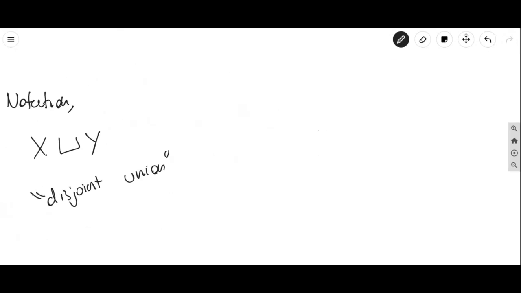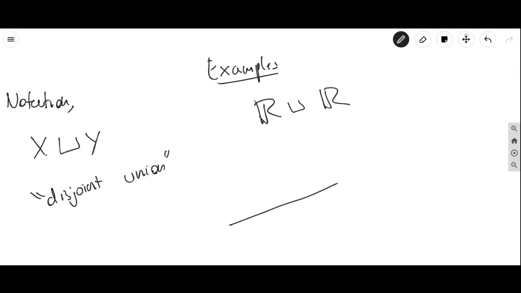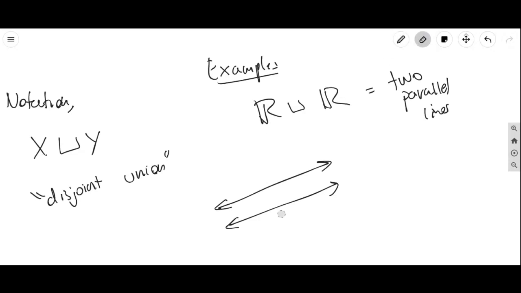And just to show a very easy example right before we go, a very silly example: what is R disjoint union R? Well, you draw the real line, and then you draw another real line. So this is just two parallel lines. It's just R, R, and you do it in a way so they do not overlap. If you want to visualize it, it's just two parallel lines. Now R is connected, but the disjoint union clearly is not going to be connected.